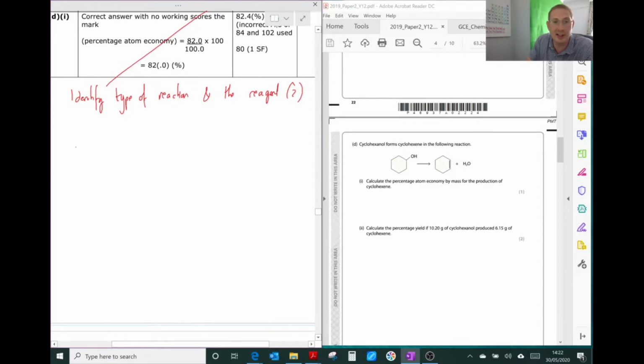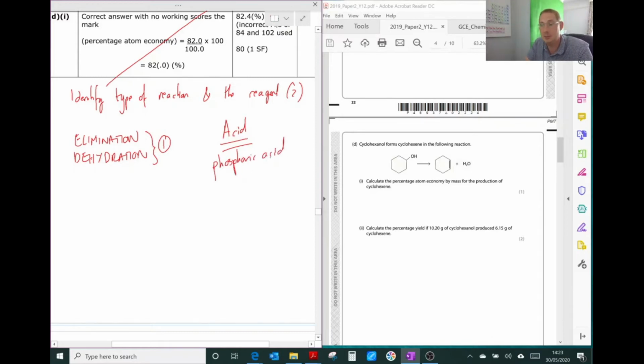Firstly, you could call it an elimination reaction, or you could call it a dehydration reaction. You're removing water, dehydration. So that was for the 1st mark. And the second thing you need is the reagent that's needed, and you need acid. Ideally phosphoric acid, because as we know, sulfuric acid can be an oxidizing agent, and that can lead to some unwanted side reactions. But basically this is more than you needed.